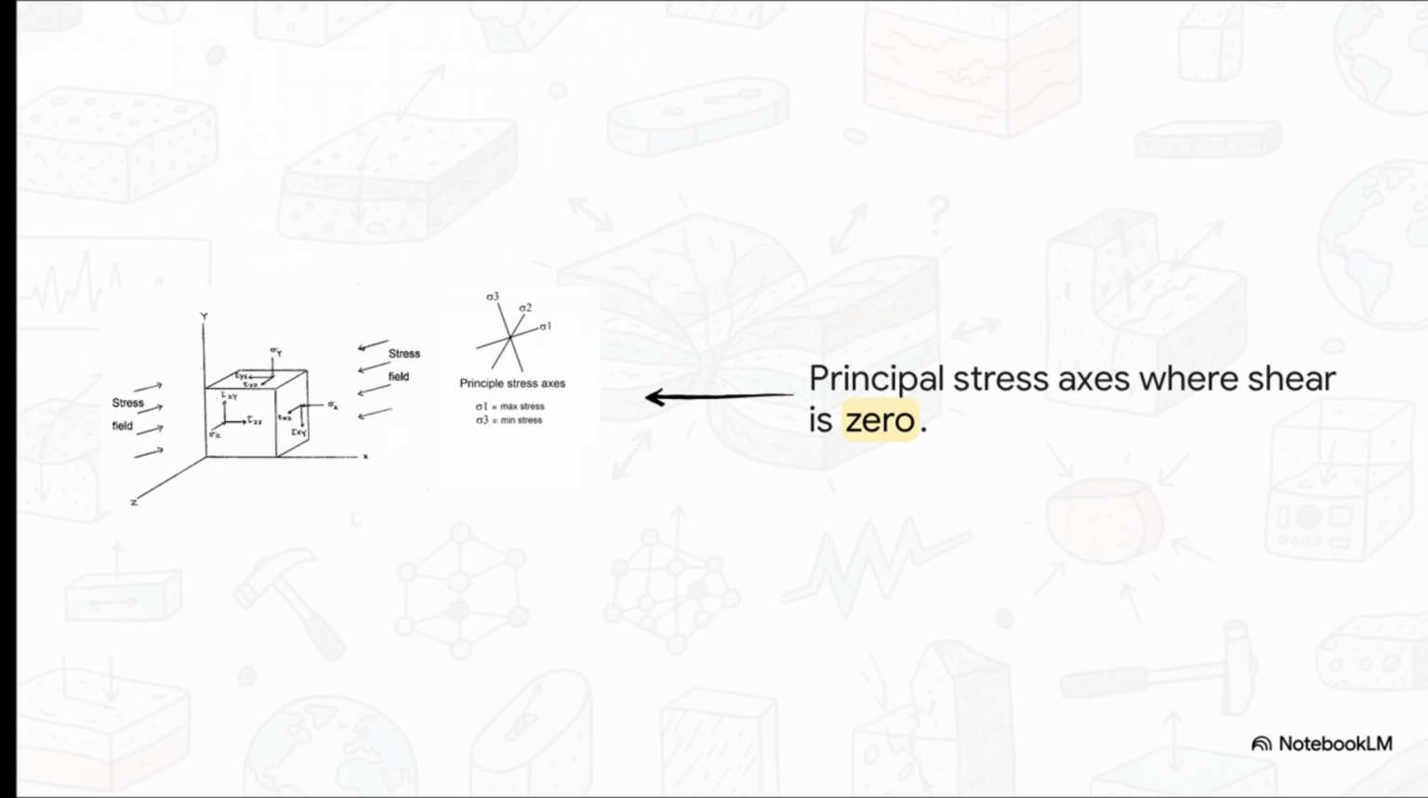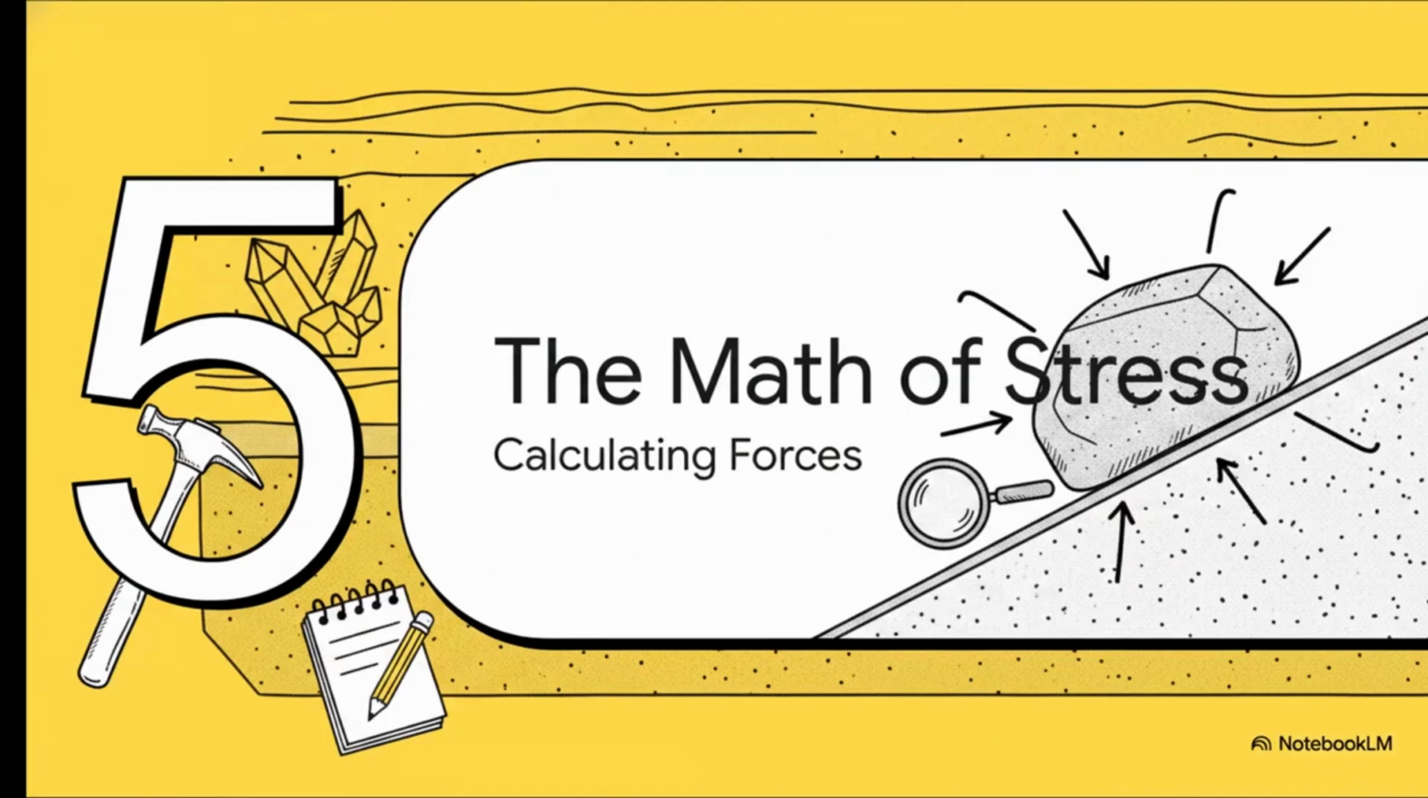We call these the principal stress axes. We label them sigma 1 for maximum stress, sigma 2 for intermediate, and sigma 3 for minimum stress. By finding these axes, we've basically organized the chaos. Section 5. The math of stress.